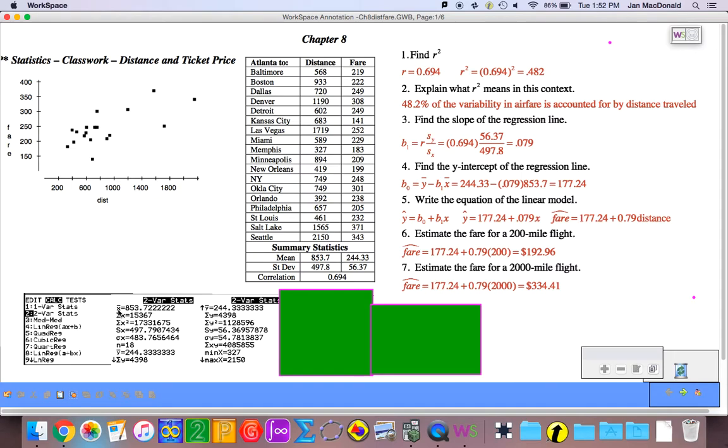Here is my mean of my X values, 853.72. That's the same as this number right here. Here's the standard deviation of my X's, 497.8. Here's the mean of the Y values, 244.33, and you see that number right here. Here's the standard deviation, S subscript Y, of my Y values, 56.4, or 56.37 as they rounded that to.